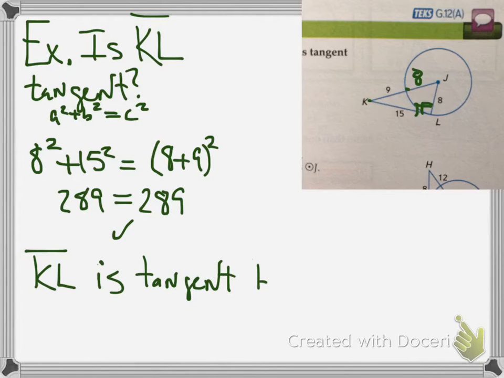In other words, I just needed to prove they were 90 degrees. So if a squared plus b squared equals c squared, it's a right triangle. And that means there's a 90 degree angle.